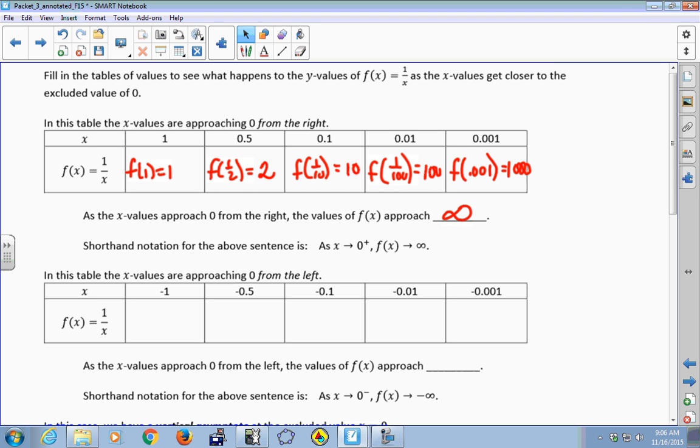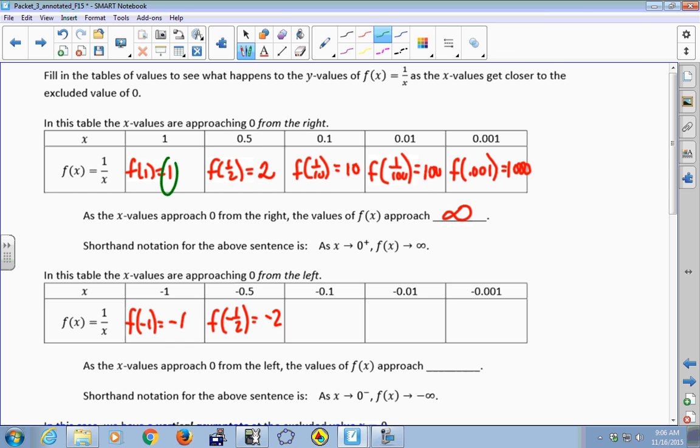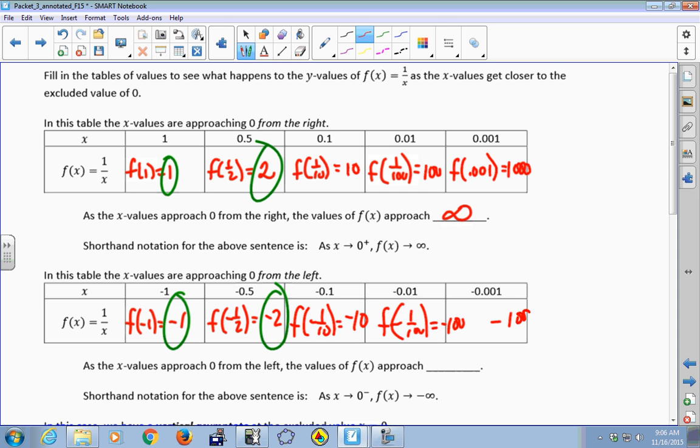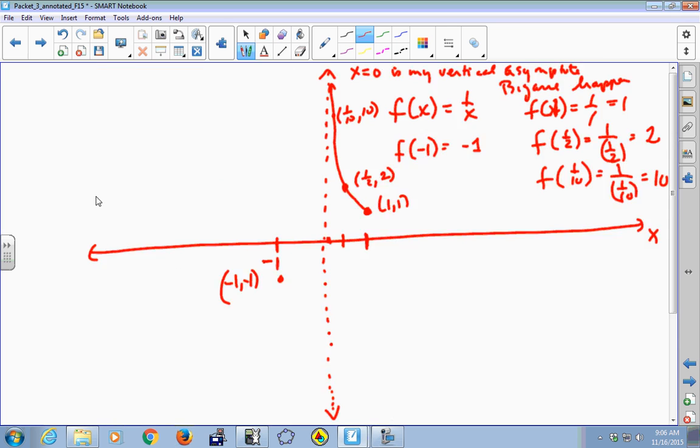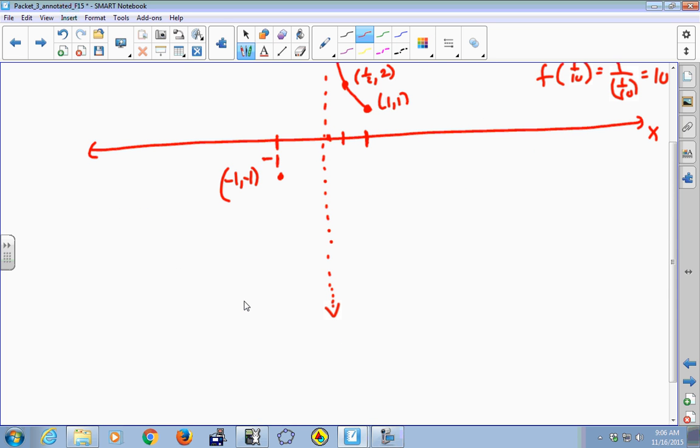All right, so if we go the other way, f of -1, f of -1/2. If I take the reciprocal of -1/2, I get -2. So I'm starting to notice that my y values are also opposite when my x values become opposite. F of -1/10 is -10. F of -100 is -100 and -1000. So if we start to plot that out, we go down here to -2 at 1/2, and at 1/10 we're at -10, and then of course at a -100th we're way down here.